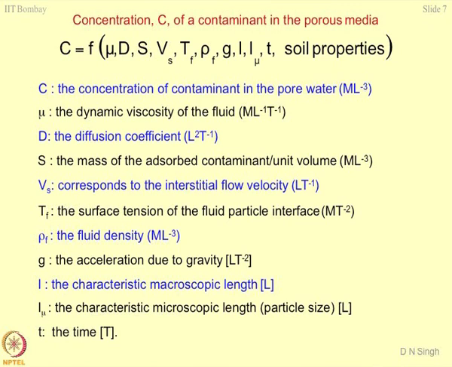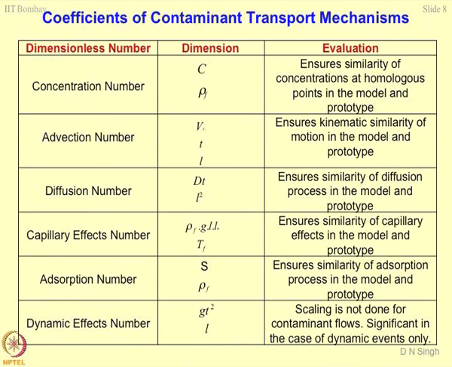So, contaminant transport in porous media happens to be a very, very broad problem, though contaminant transport in free water supply happens to be a subset of it. Clear? So, just to give you an idea about how modeling is to be done. Now, when you do modeling, you must have learned a lot in your centrifuge modeling course that you require some dimensionless numbers. So, these are the coefficients of contaminant transport mechanisms which you have to generate out of those 9 parameters which govern the contaminant transport.